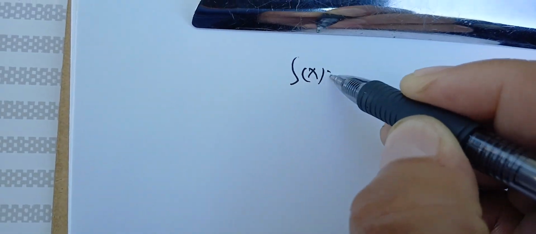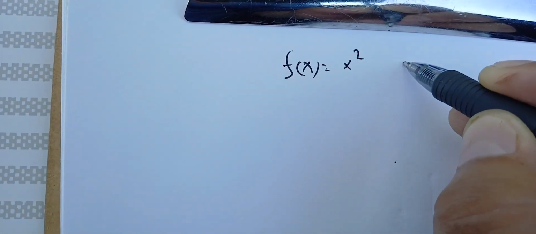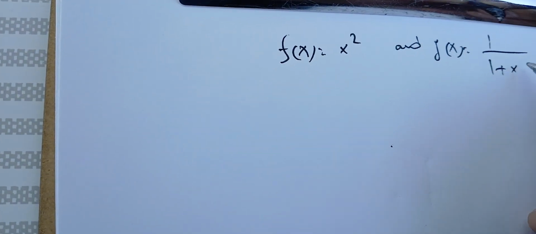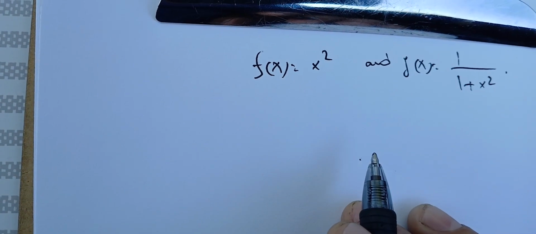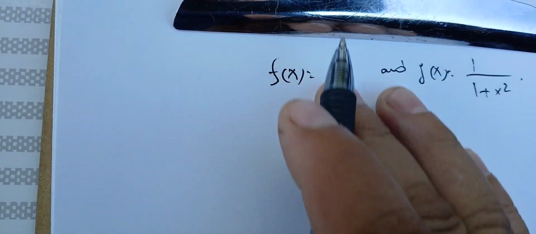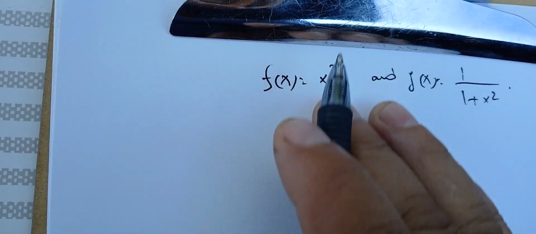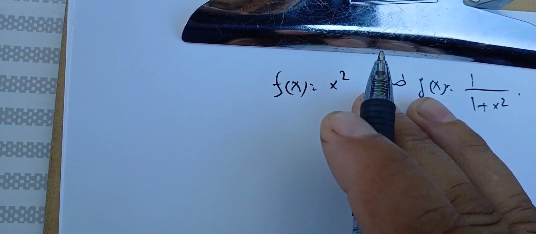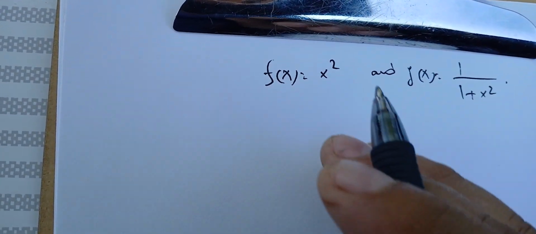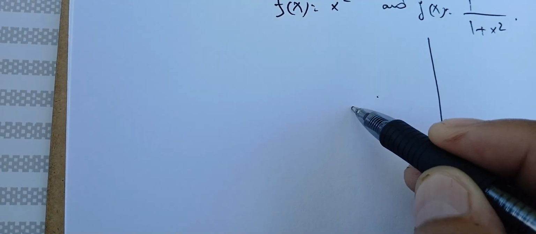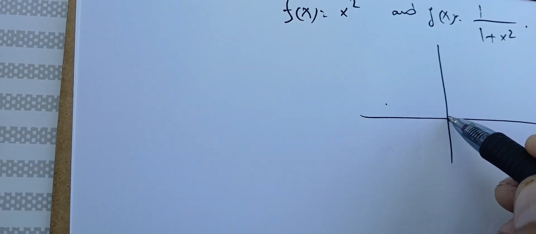Now let's find the area enclosed between the two curves. f of x is x squared and g of x is 1 over 1 plus x squared. So the first thing that we're going to do is a simple graphing of the two functions to have an idea where these two functions intersect.